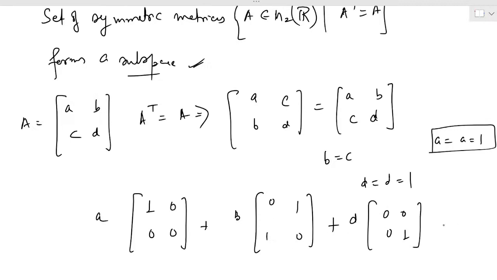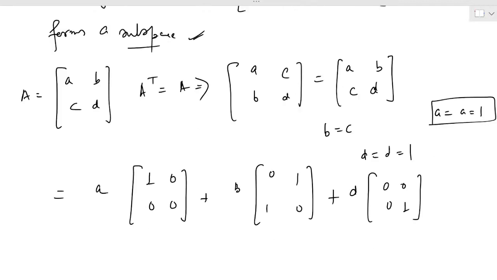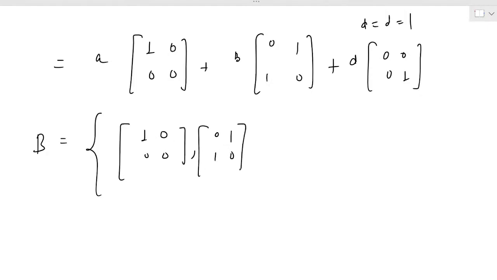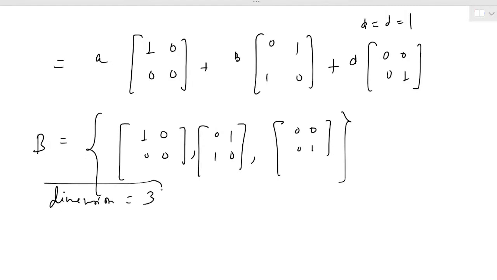Via this, this forms your basis. This is your linear span. So your basis set would comprise 1, 0, 0, 0, then 0, 1, 1, 0, and then 0, 0, 0, 1. So what is the dimension? The dimension for the subspace of the symmetric matrices would be 3. I hope it is clear.